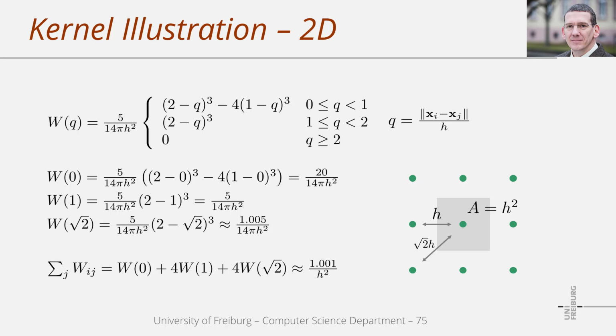Now if we sum up all kernel values for all neighbors, then we get 1 divided by h squared, where h squared is the particle size. So again, the sum of the kernel values is equal to 1 divided by the particle size.